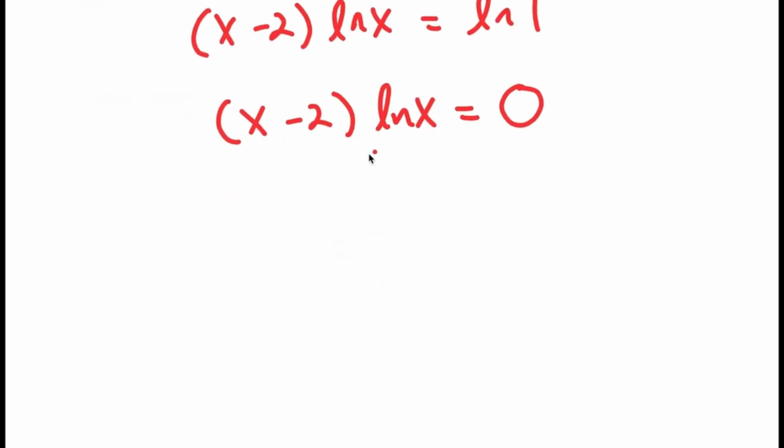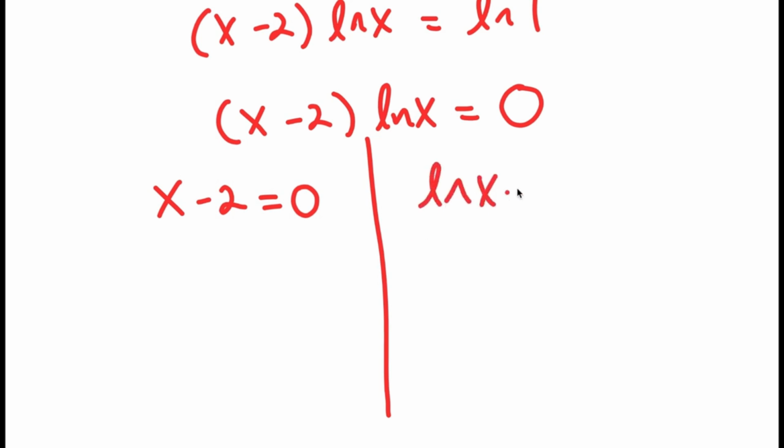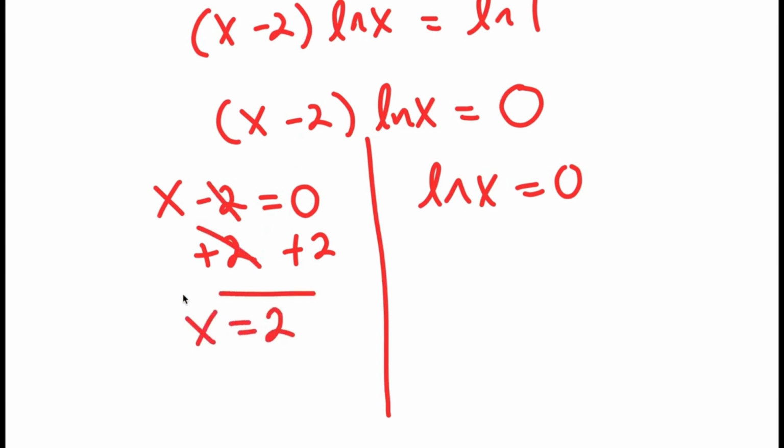And now I basically have two different equations. My first equation is x minus 2 equals 0, and my second equation is ln of x equals 0. So let's solve the first equation because it's the easiest. All I have to do is add 2 on both sides, and I get x is equal to 2. So this is one solution.